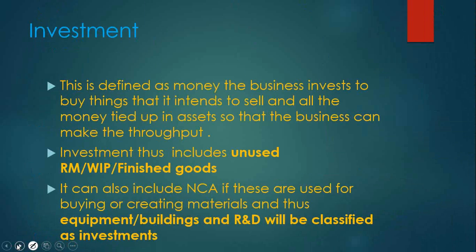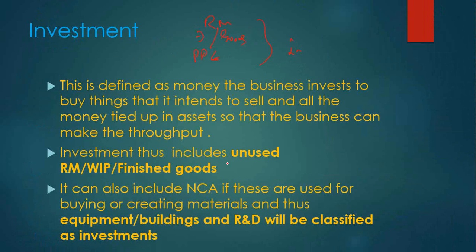Investment. Now in throughput, investment means everything that you invest in buying things you intend to sell. Right? So this is defined as the money the business invests to buy things it intends to sell. So your raw materials, right? And your money that is invested in the finished goods. All that is what you intend to sell. And all the money tied up in assets so that the business can make the throughput. So to make the throughput, you have to convert it into things. So the property, plant, equipment, all that is your investment. So the raw material, finished goods, everything is considered investment.